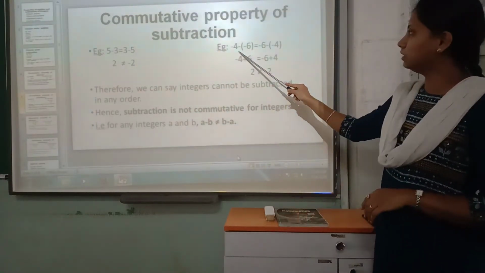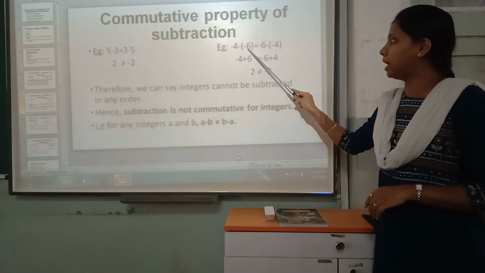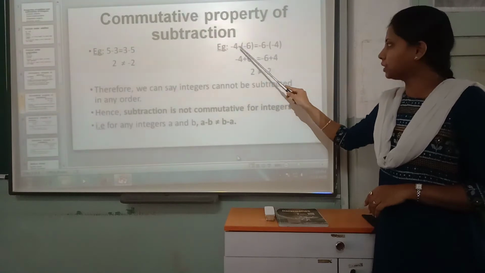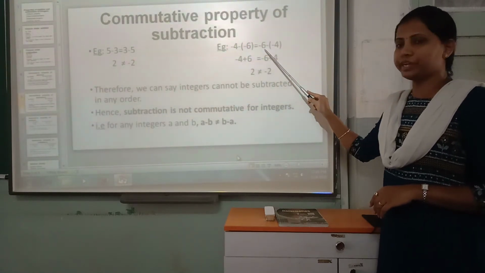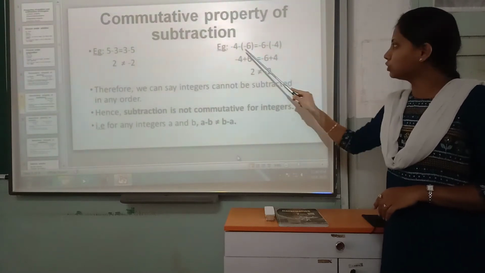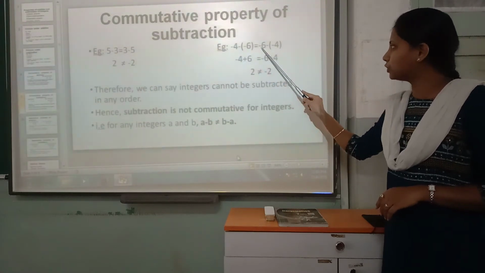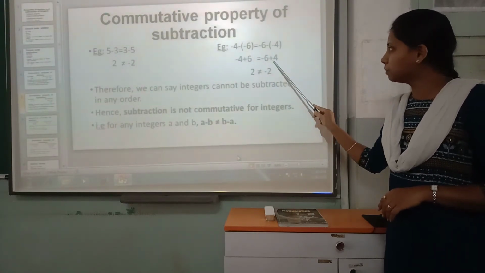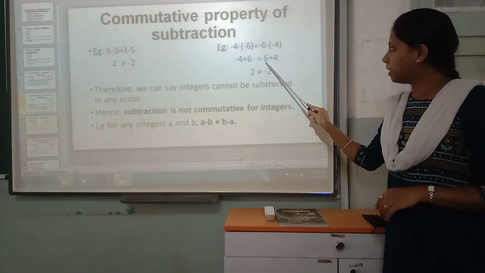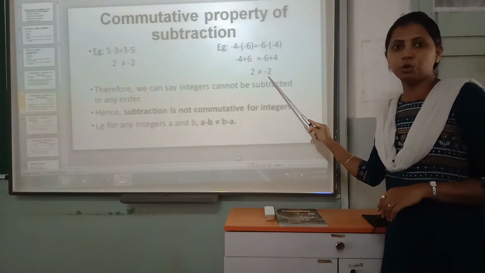One more example. Minus 4 minus of minus 6. Minus 4 is one integer, minus 6 is one integer. I have subtracted this. And on the next side I have changed the order. First I have written minus 6, minus of minus 4. So minus 4, minus of minus you will get plus 6, is equal to minus 6, minus of minus plus 4. So minus 4 plus 6 is 2, whereas minus 6 plus 4 is minus 2. So again plus 2 is not equal to minus 2.